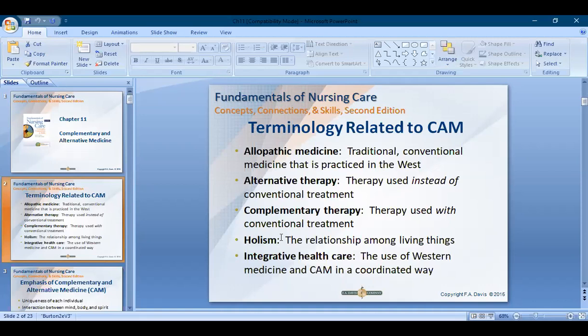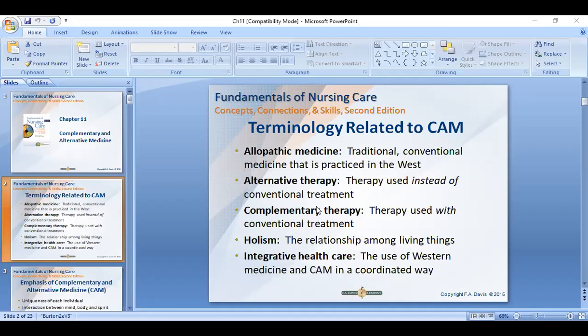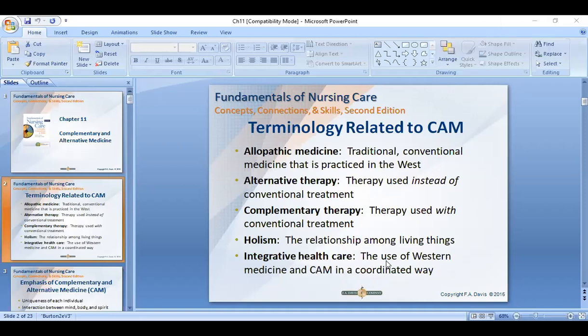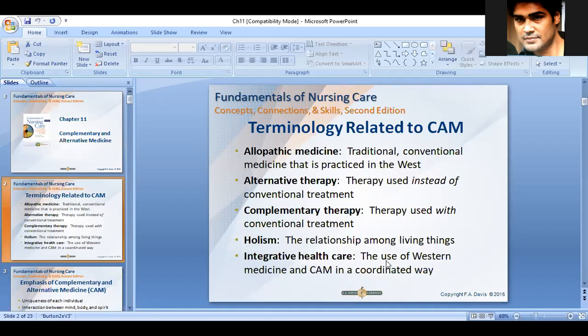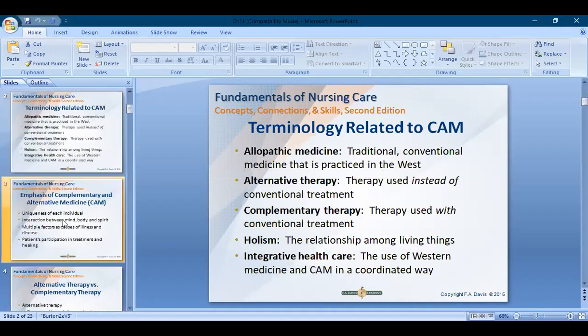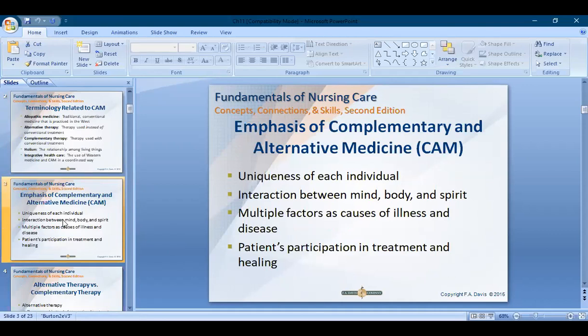And here the relationship among living things is called holistic therapy. Also integrative healthcare is the use of Western medicine and complementary and alternative therapy in a coordinated way. So these are the basic terminologies. If we know them, it is good, and at least we have to know these basic things for the board exam.